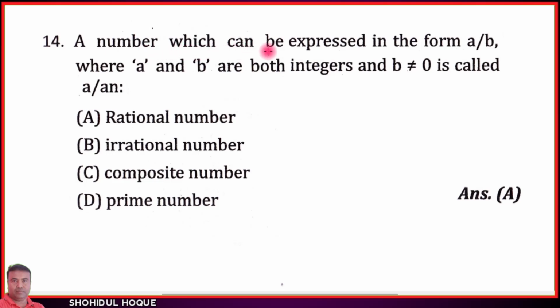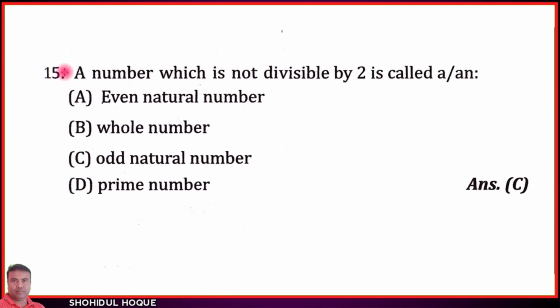Next question number 14. A number which can be expressed in the form a by b, where a and b are both integers and b not equal to 0, is called a what? Option A, rational number. Option B, irrational number. Option C, composite number. Option D, prime number. Correct option A, rational number. Remember, when a number can be expressed in the form of a by b, then it will be a rational number, and when it cannot be expressed in this form, then it will be an irrational number, which we have already learned in the previous question. Alright.